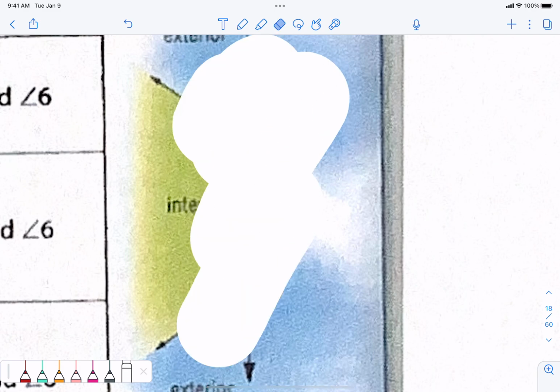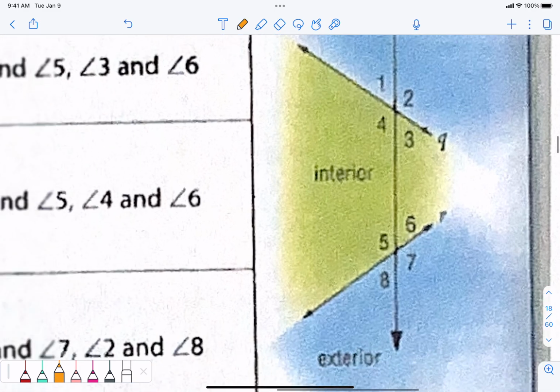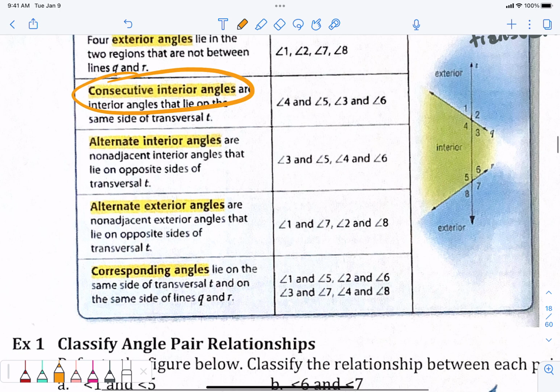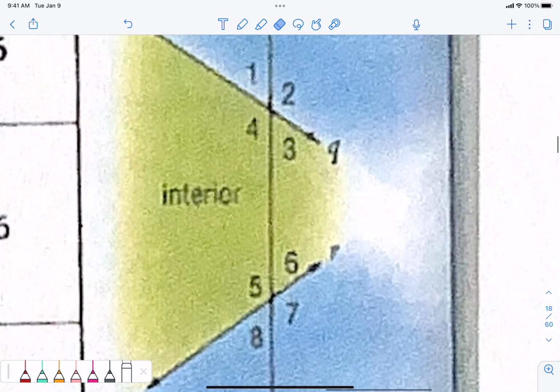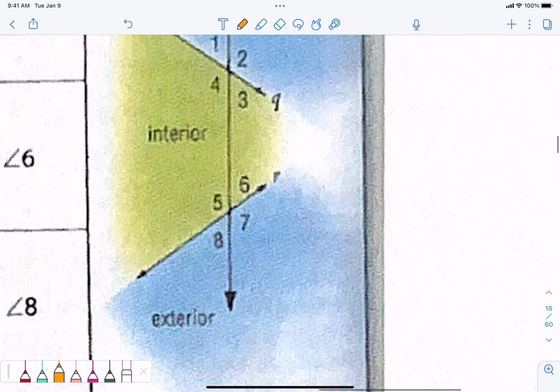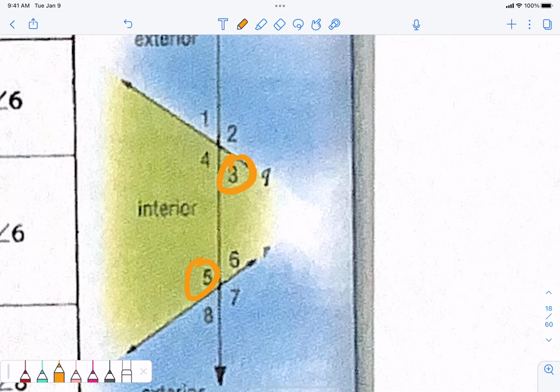Okay, what does the word consecutive mean? Consecutive interior. 4 and 6 were alternate interior. They have it listed off to the side over here: alternate interior, alternate exterior. What does consecutive mean again? If it's not alternate, it's consecutive. Alternate means opposite sides. So 3 and 5 are on opposite sides. Consecutive would be the same side, right?